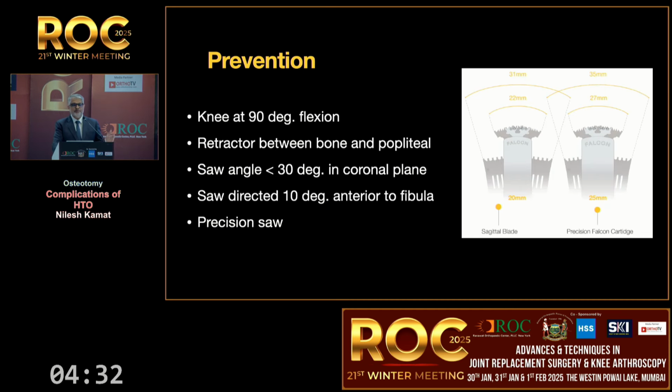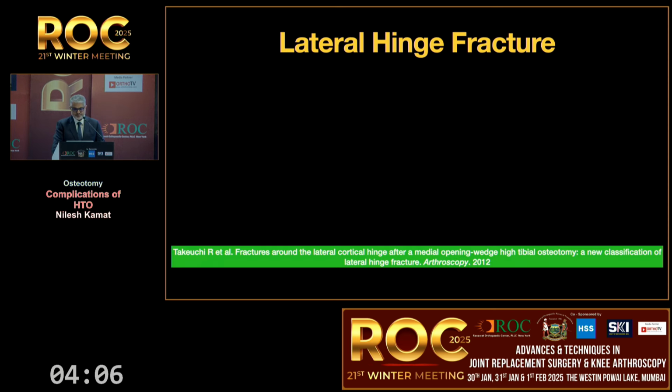If you want to prevent these intraoperative complications, remember, keep the knee at 90 degrees of flexion. Use a retractor between the posterior aspect of the bone and the popliteal vessels. Keep your saw angle at less than 30 degrees in the coronal plane. The saw is directed 10 degrees anterior to the fibula, and you can think about the falcon blade or the precision saw, where the oscillation is limited just to the tip of the saw as compared to the entire blade oscillating.